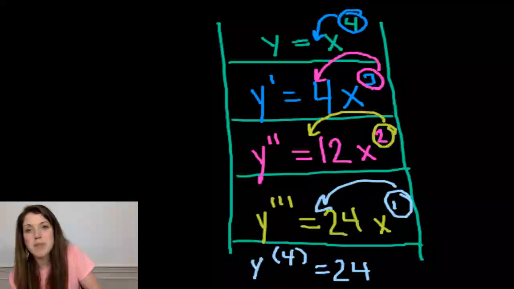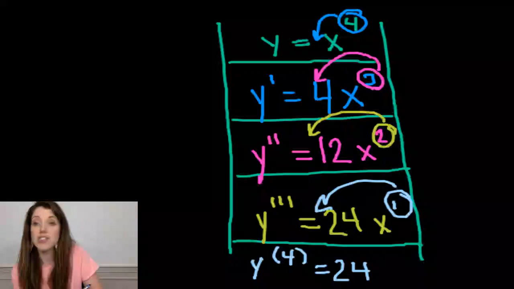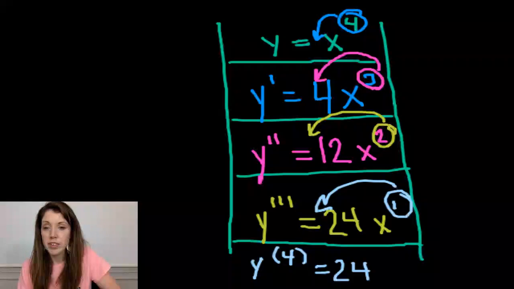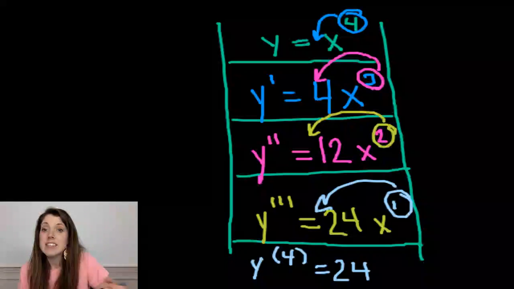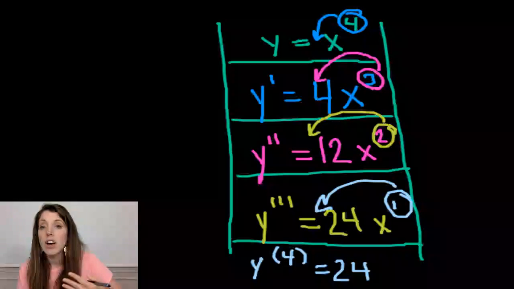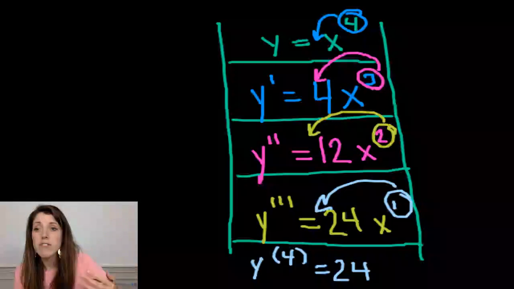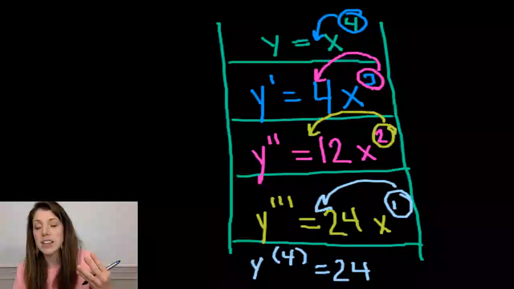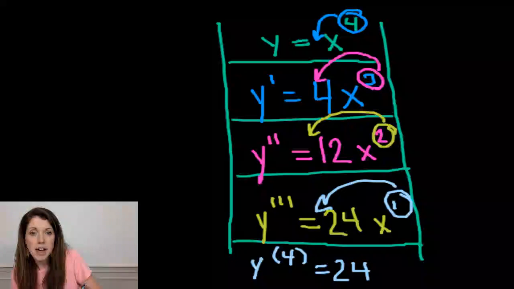And so we have managed in 1, 2, 3, 4 derivatives to turn x to the 4th into just a constant. And that's what happens when you take derivatives of derivatives of derivatives. That series of derivatives is an example. I was able to do 1, 2, 3, 4 problems very quickly because I just used this pattern.